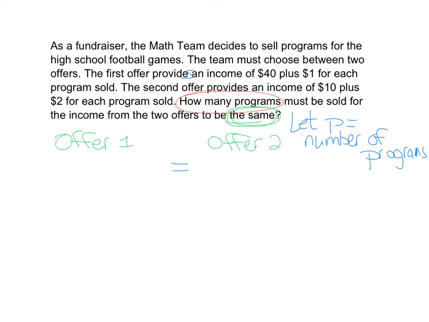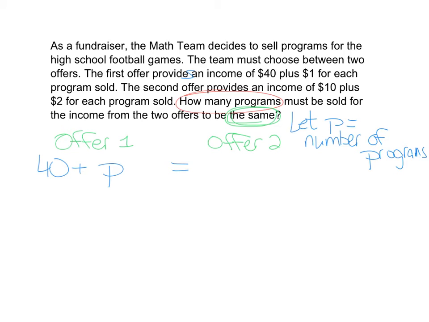Now, we need to translate what they tell us up here. They tell us that offer 1 gives us $40. So they're going to say, just for selling programs, we're going to give you $40. Then, plus, we're going to give you $1 for each program sold. So what operation is that going to be? That's going to be 1 times the number of programs, right? So 1 times P is just P. So the first company is going to give us $40 plus the number of programs we sell.